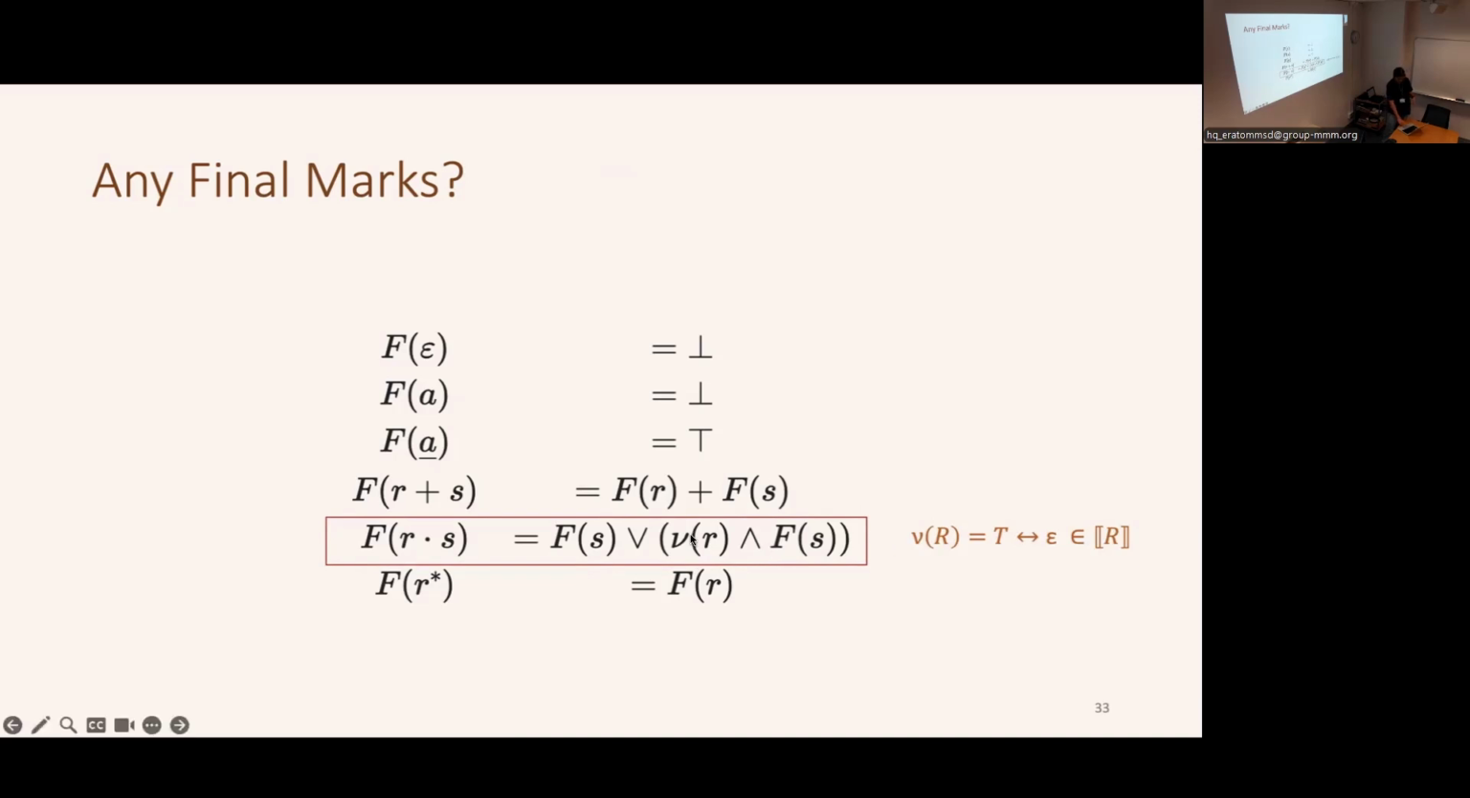Otherwise, let us say that we are in the case where R allows empty strings, and we can check this by using this function new from the previous part of the talk. If it is possible for R to accept empty strings, then if we have a final mark on S, that would be a final mark for our concatenation. Some typo here. It's supposed to be new of S and F of R. My bad.